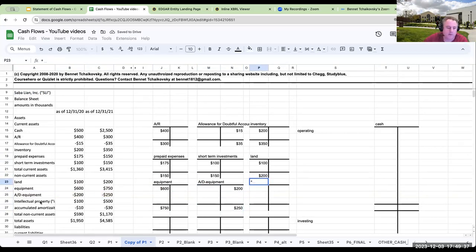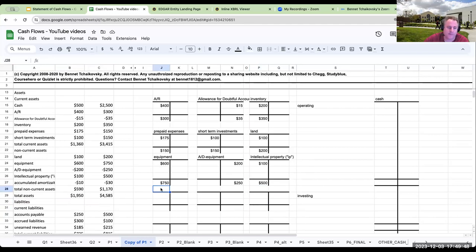Intellectual property, right over here, opening 100, ending of 500. What does that mean? Does it mean it's smart? No, it's a patent, copyright, trademark, something along those lines. Okay, accumulated amortization, intellectual property, right?